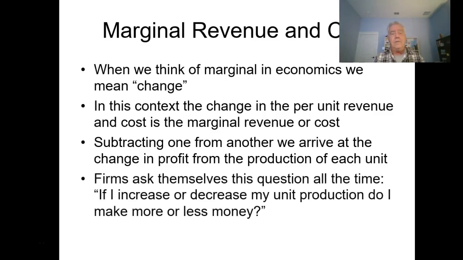Now, firms have to ask the question all the time of themselves. Should I increase or decrease my unit production? And if I do, do I make more or do I make less money? Very, very critical thing. That is why profit is great to know from an accounting point of view, but if you really want to understand your costs, you've got to do it on a per unit basis, fixed versus variable. From that type of information, the business can restructure their costs and also possibly their revenue to improve their profitability.